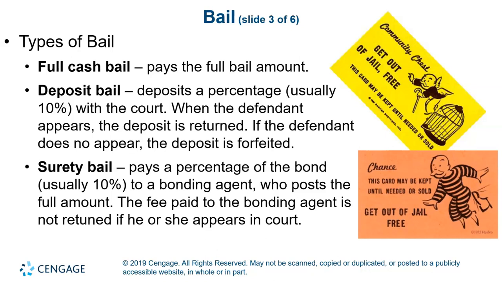There's basically surety bail, and this is where the defendant pays a percentage of the bond, usually 10%, to a bonding agent. So this is one that typically is the bail bond, okay, who posts the full amount. So you go to your bail bond place. If the bail is $100,000, then you have to come up with the 10%, and then they post the rest, okay? And the fee paid to the bonding agent is not returned if he or she fails to appear in court, etc.